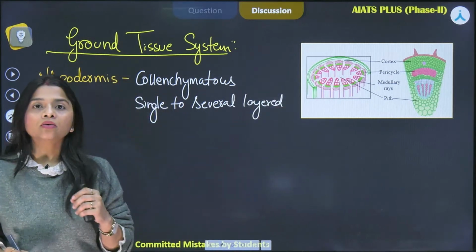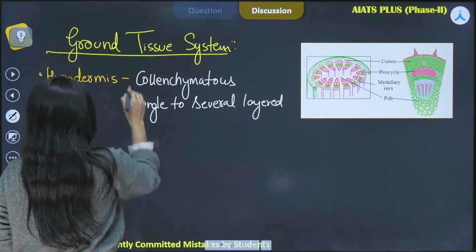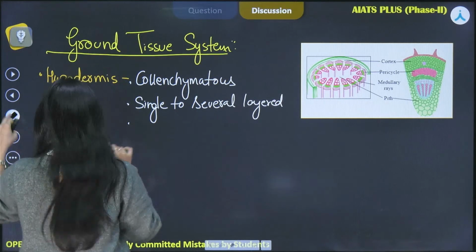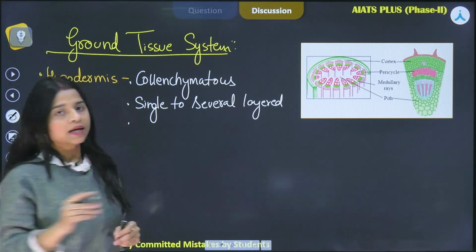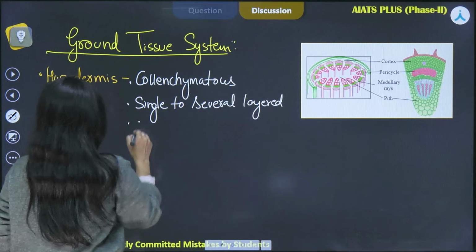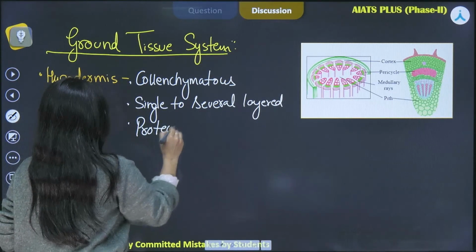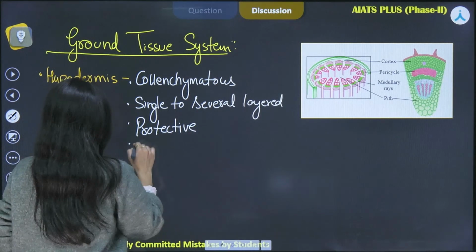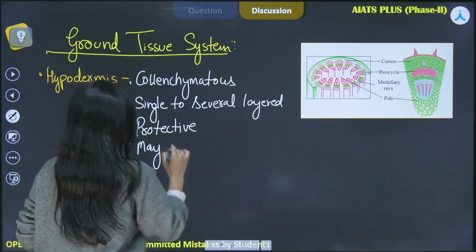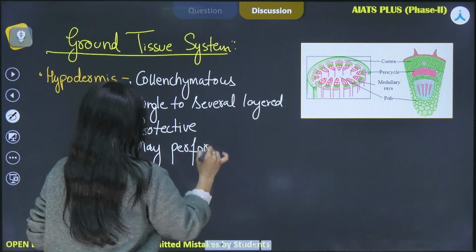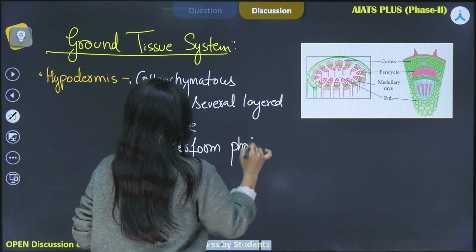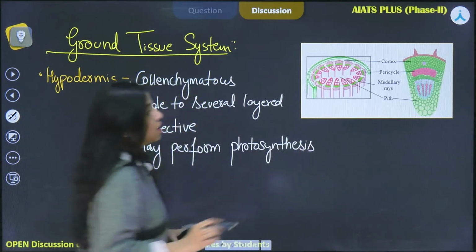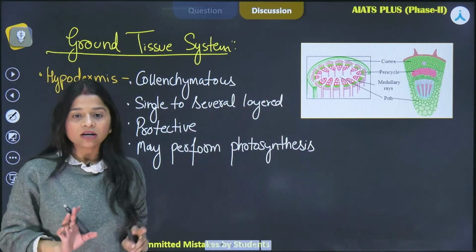If we are talking about its function, it is basically protective in function. It is protective in nature for the plant, and sometimes it may also perform photosynthesis. Not always, but sometimes it may perform photosynthesis. I am discussing with respect to the dicot stem.